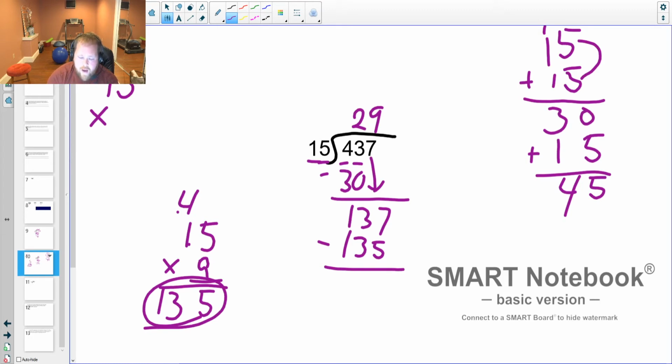7 minus 5 is 2. 3 minus 3, it's really tough. Oh, 0. 1 minus 0. The answer is 29 with a remainder of 2.